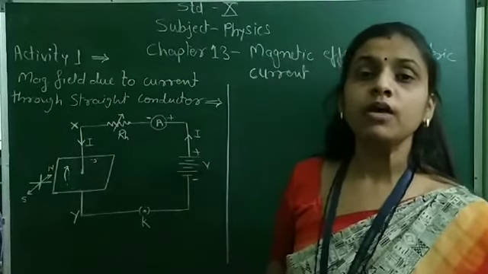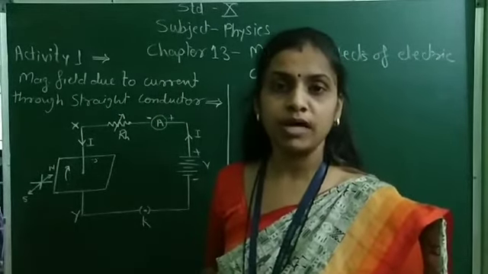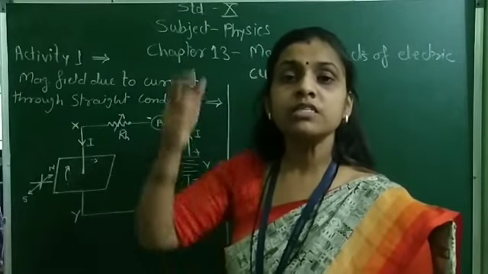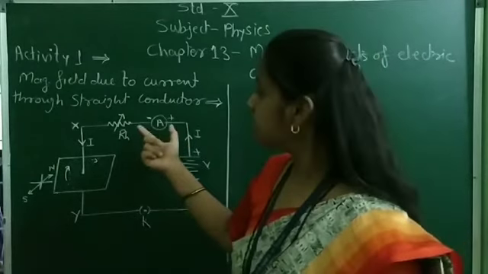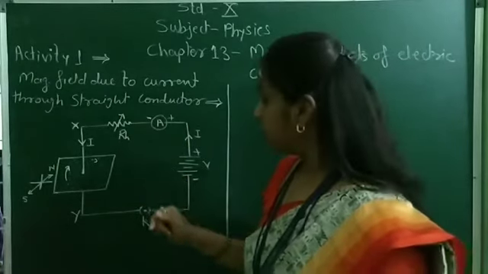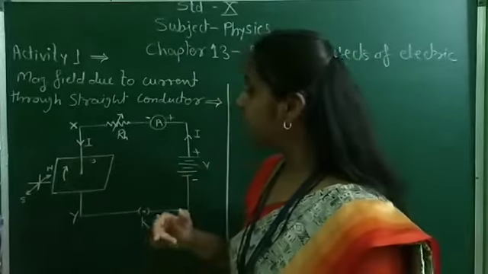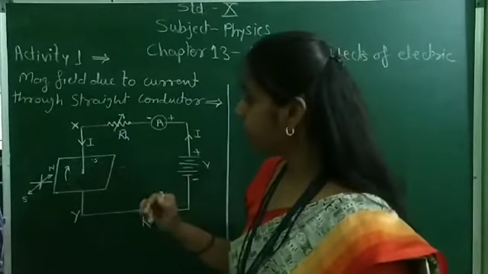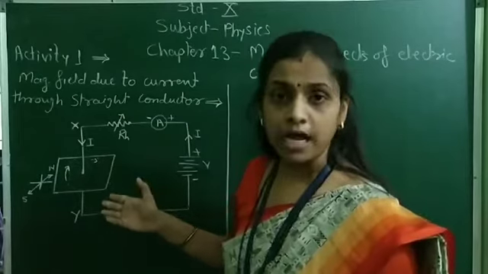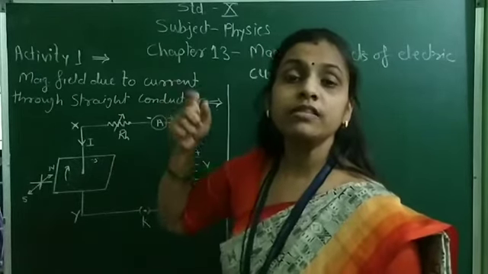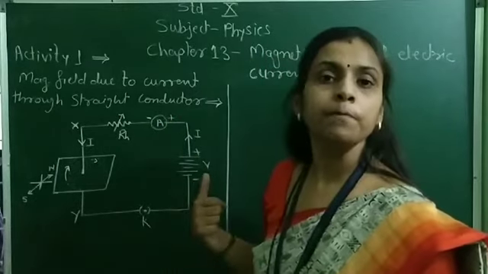For this we have to consider a straight copper wire, or any straight metallic wire. Here we consider a copper wire. So we need a straight thick copper wire, then a battery, ammeter, variable resistance, which we call a rheostat, then a plug key, and also cardboard and iron dust. So what we require for this activity: cardboard, iron dust, a straight thick copper wire, rheostat, ammeter, battery and the plug key.